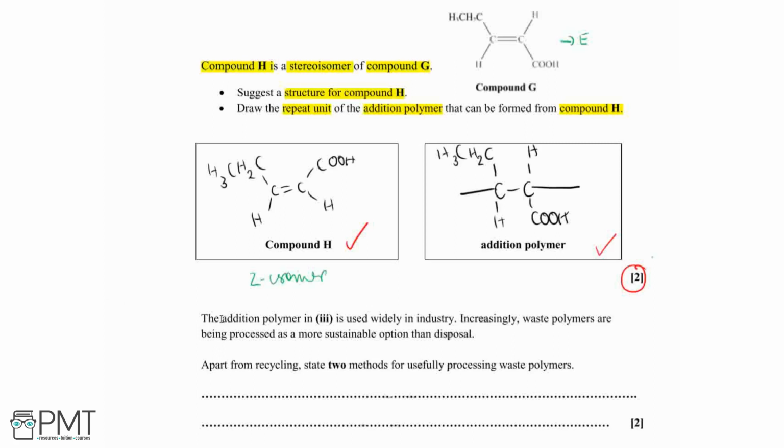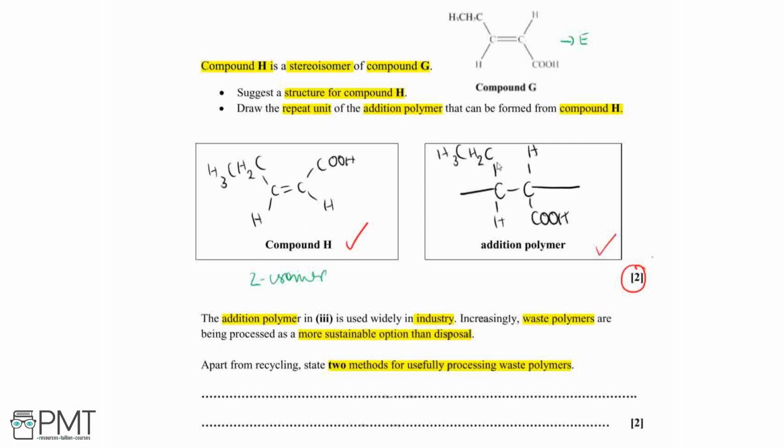We are then told that the addition polymer from above is used widely in industry overall, and increasingly waste polymers are being processed as a more sustainable option than disposal. So they're processing them instead of just throwing them away. And we need to identify 2 methods for usefully processing waste polymers that does not include recycling overall.